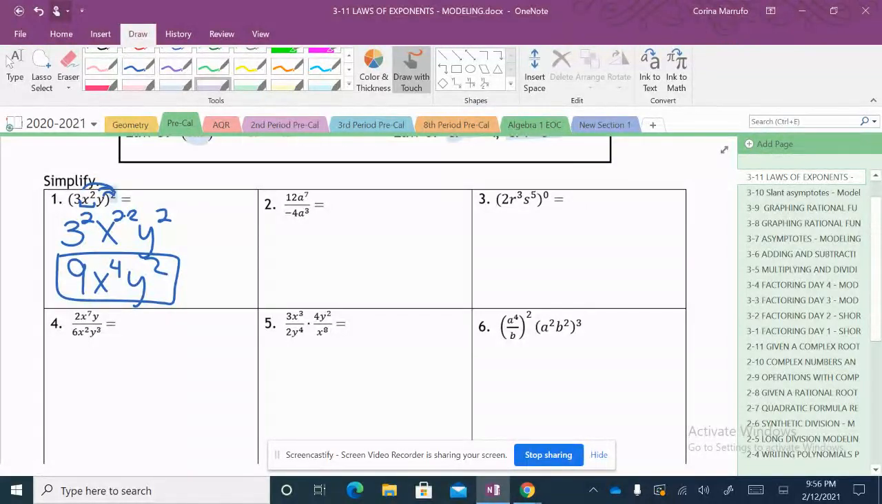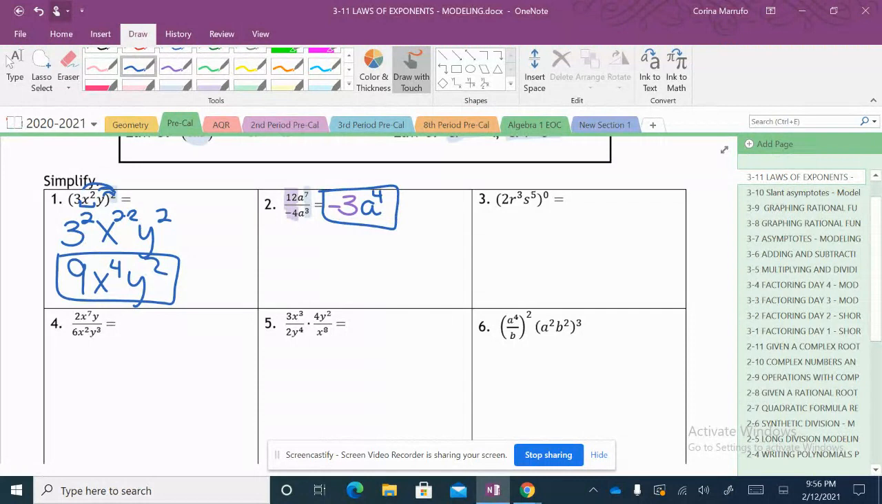Now numbers don't have these new rules. The numbers, the coefficients in the front, they just do regular operations. So 12 divided by -4 is going to give us -3. But the exponents, remember, they do have different rules. So it's a to the 7th power and a to the 3rd power. What we got to do is subtract the exponent. So 7 minus 3 gives us 4.